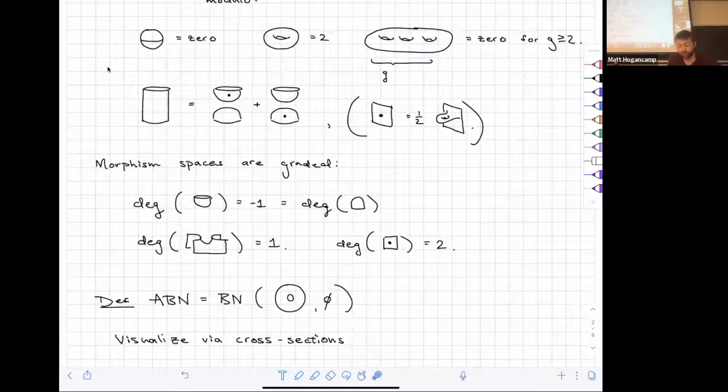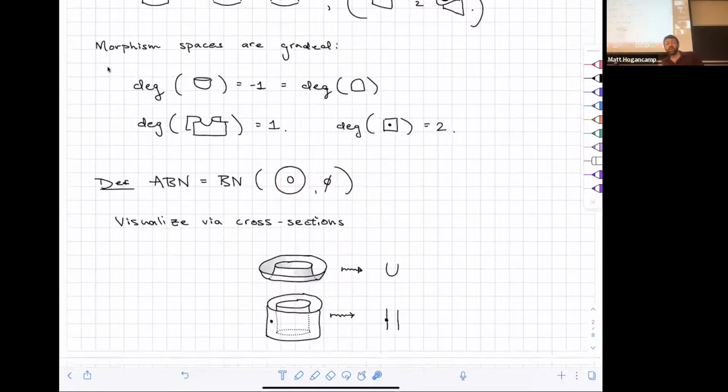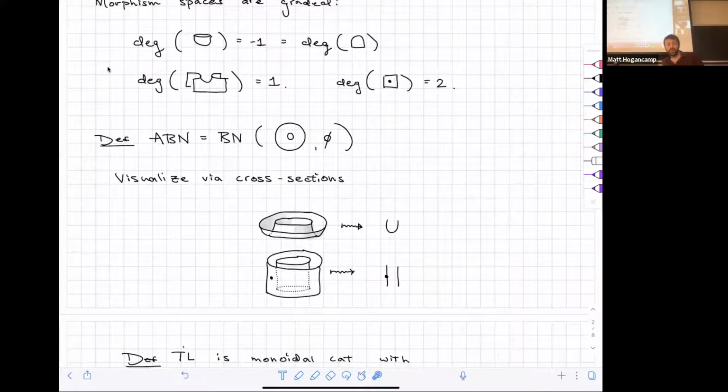So I won't distinguish my notation between the original Bar-Natan category, whose objects are just tangles, and the Bar-Natan category whose objects are formal sums of shifts of tangles. Definition: the annular Bar-Natan category is just the Bar-Natan category associated to the annulus with empty boundary. And we visualize morphisms in this category via their cross sections.